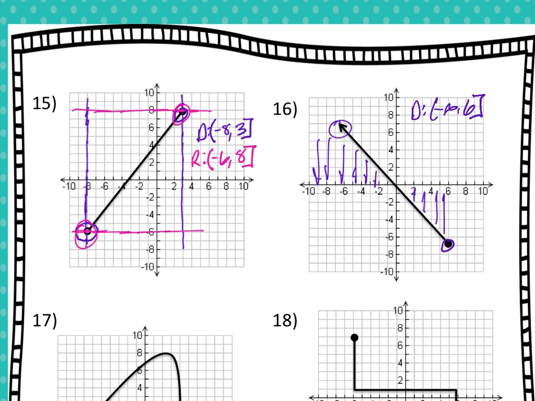And then my range, here we go. And then what y's cannot be included should be my question to myself. And this is an arrow and it keeps going. So my smallest range is -7. And it's going to go towards infinity, which is not included.